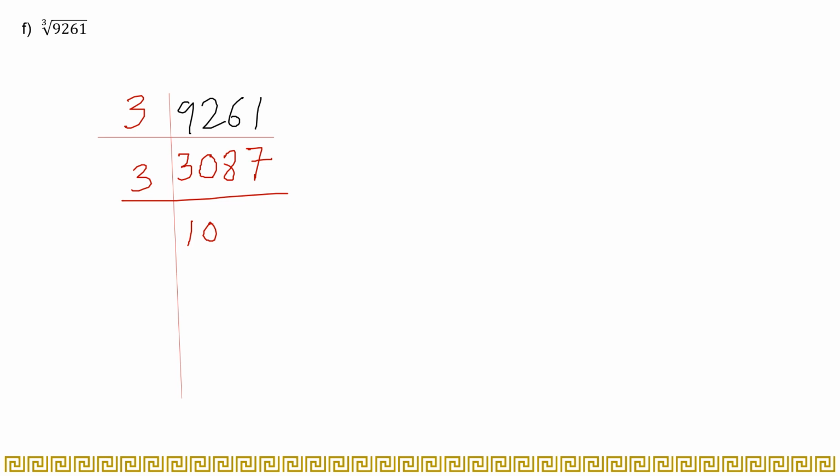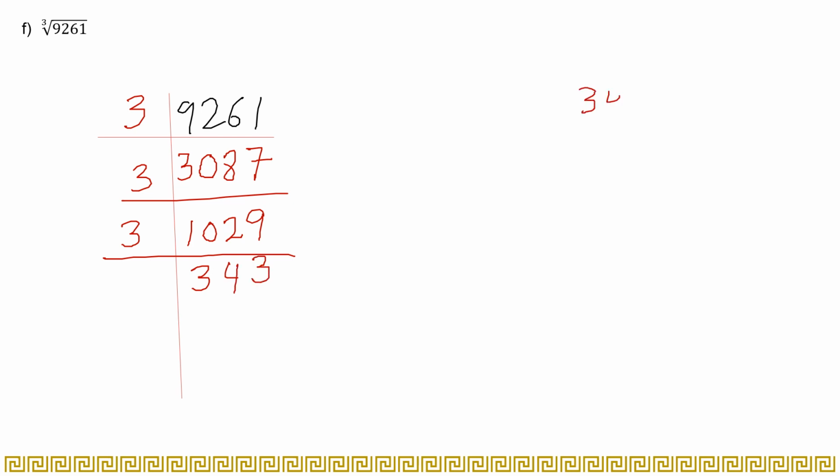Now coming to part F, cube root of 9261. Again, 9261 is not divisible by 2, so we will try it from 3. 9261, we have to find a cube root. See, 3 3s are 9, 3 8s are 24. We have to place a 0 here, and 3 7s are 21. Now 3 1s are 3, 3 2s are 6, 3 9s are 27, 3 3s are 9, 3 4s are 12, and 3 3s are 9.